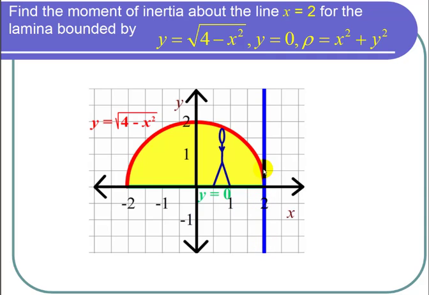To find the moment of inertia about a line, I look at the distance from a point to the line. So if I take a point (x, y), and I want the distance from (x, y) to this line x equals 2, that's a horizontal distance. That distance will be the distance from the y-axis to the line x equals 2, or just 2, minus the distance from the y-axis to the point, and that's x. So that distance will just be 2 minus x.